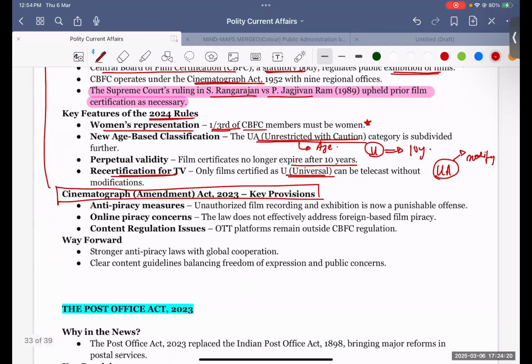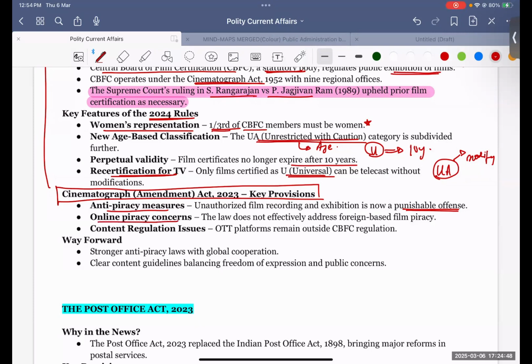So as we know that the Cinematograph Act was amended in 2023. So what were the key provisions? Anti-piracy measures. So unauthorized film recording and exhibition is now a punishable offense. So if sometimes we see that people go to the theaters and they record the movie and then it is put on some site, that is now a punishable offense.